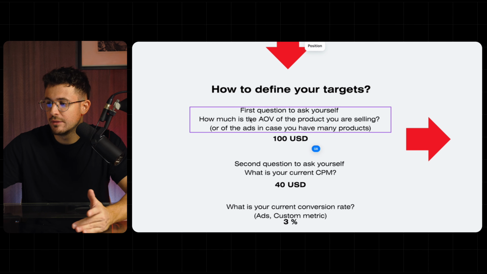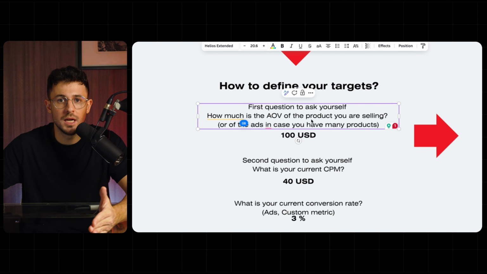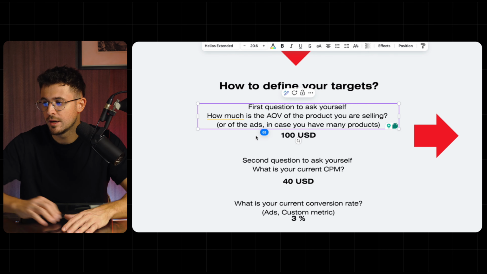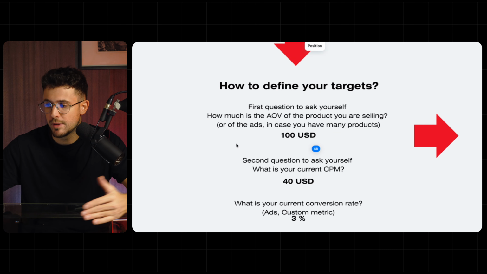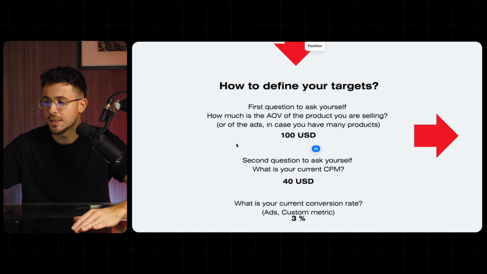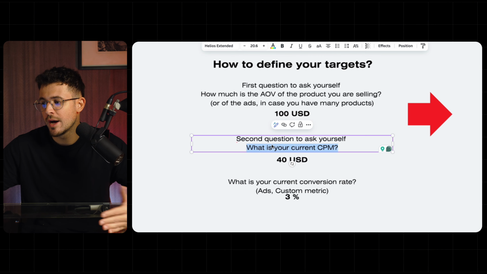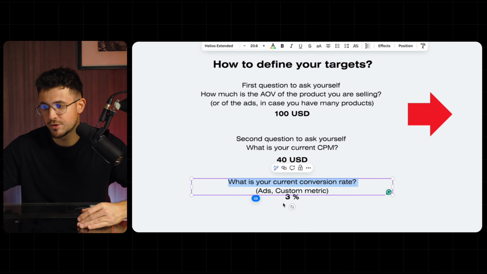The first question you need to ask yourself is: how much is the AOV of the product that you are selling? Let's say that you have a very stable AOV. In this case, for instance, you could look directly at the AOV from the ads itself. You usually get it within the Ads Manager for the ads that you are running already. Let's say it's 100 USD. Cool. The second question is: what is your current CPM? Let's say it's 40 USD. The third question is: what is your current conversion rate? 3%.